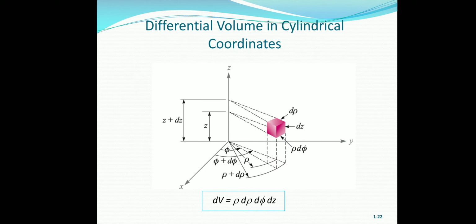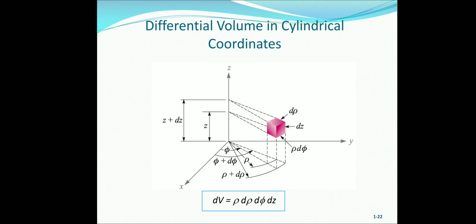Next we can find the differential volume in cylindrical coordinates. Here the distances z and rho are in meters and phi is in degrees. To convert all the parameters to meters, phi should be considered as an arc length. The side of the arc is rho, so the arc length is rho d phi. So we have the differential lengths d rho, dz, and rho d phi. Then the differential volume is rho d rho d phi dz, the product of these three.